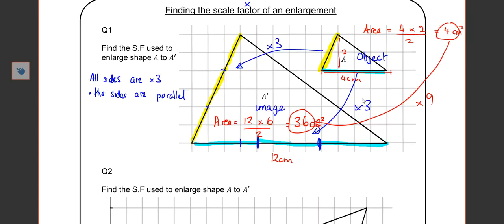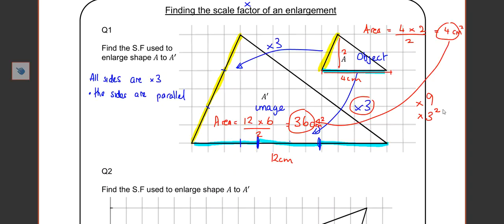So with area, instead of multiplying by 3, we think of it as multiplying by 3 squared, which is 9. So there's a big link there. Whatever your scale factor is for the length, the area is the same scale factor but squared.